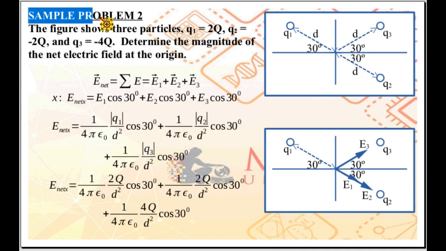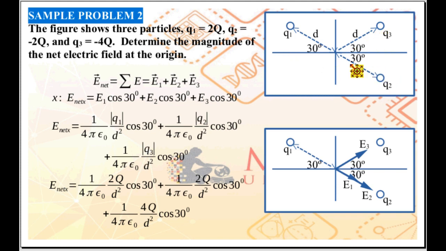And now we have sample problem number 2. The figure shows three particles, Q1, Q2, and Q3. Q1 is 2Q, Q2 is negative 2Q, and Q3 is negative 4Q. Q1 is placed at distance D from the origin, 30 degrees with respect to the negative x axis or line.